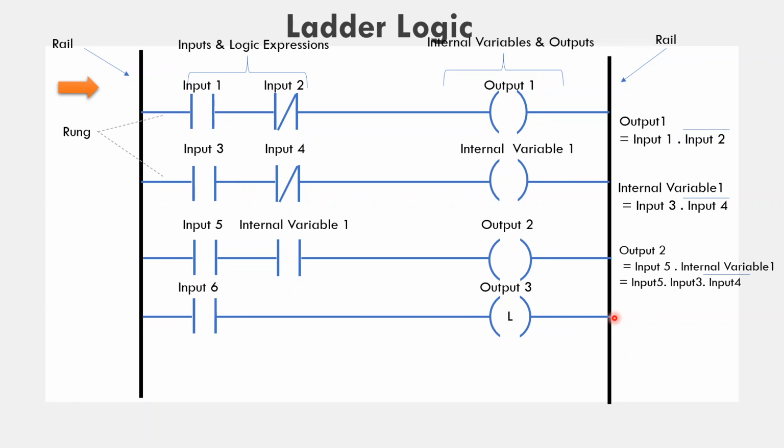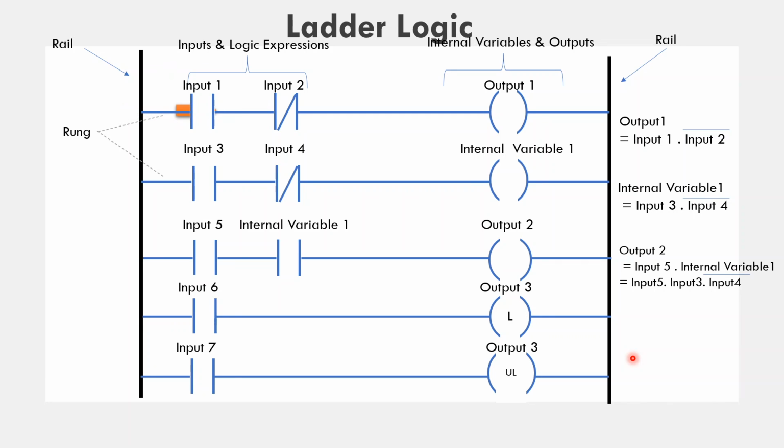So to unlatch this, we have this unlatch output variable symbol. To unlatch this, we are providing another input, that is input number 7. When we provide the logic 1 to this input number 7, immediately it will unlatch this output 3, and this output 3 becomes low.